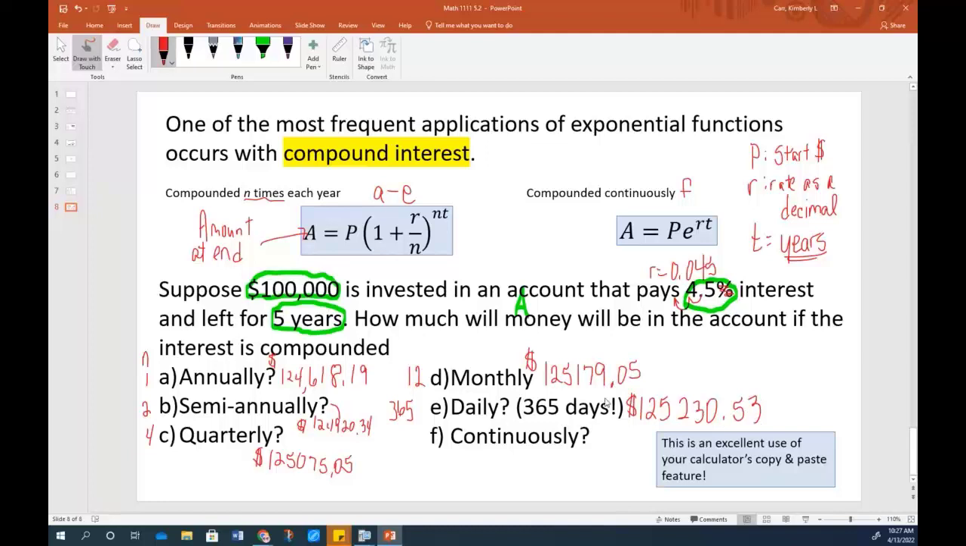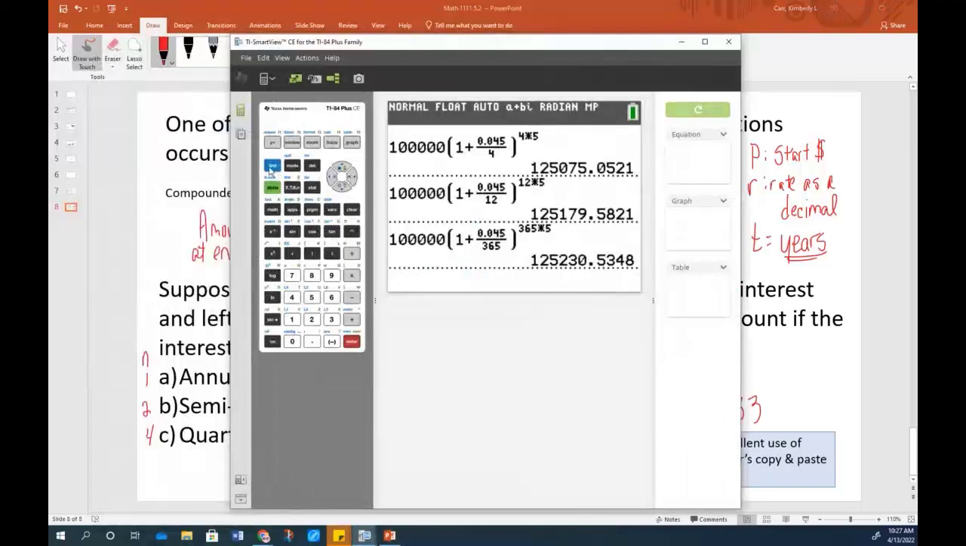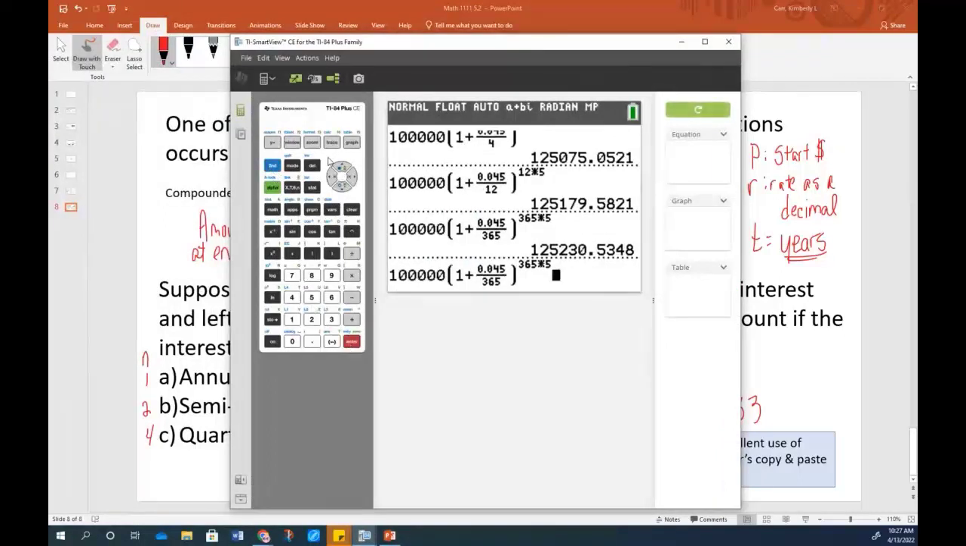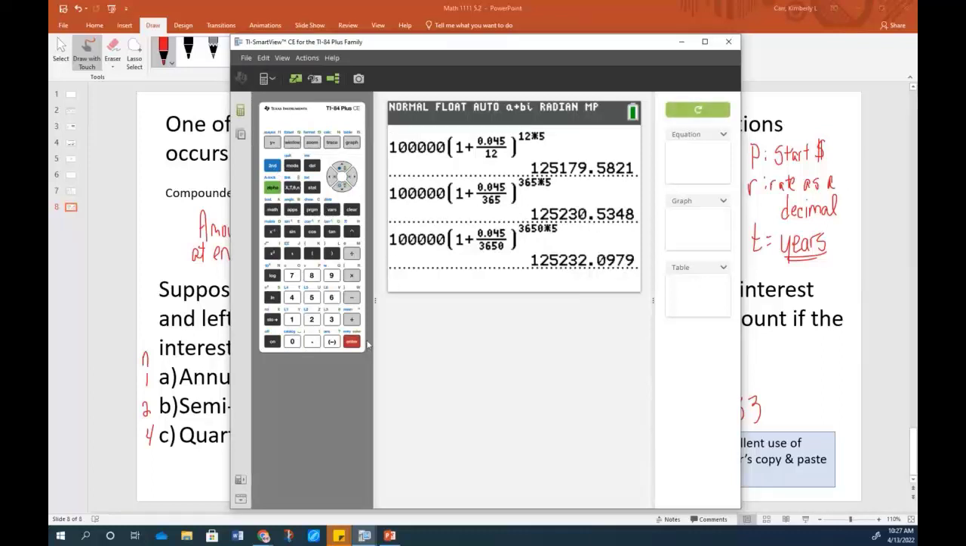Now, I know it didn't ask us this, but let's increase this by a lot. What if we did it 10 times a day? If we did it 10 times a day, that would be 3,650 times a year. So I'm going to do one more of these. Okay, if we did this 10 times a day, look, now I've only gained an extra $2. So you can see it's going up, but it's going up less and less and less.